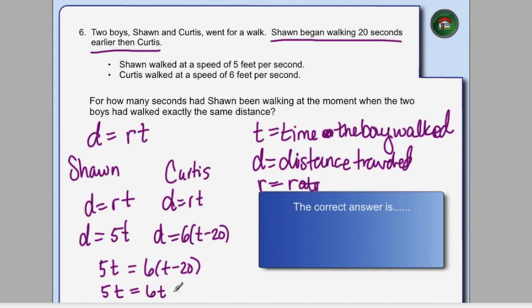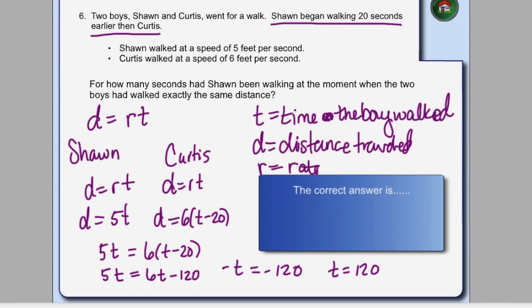So distribute the 6. Don't forget to distribute. And then I would subtract 6t to get negative t equals negative 120. And then divide by negative 1 into everything to make the t a positive number. So when would they have walked the same distance? And that would be at 120 seconds.